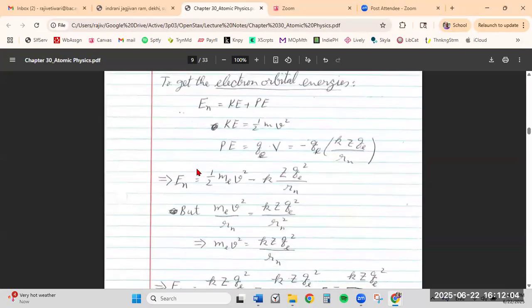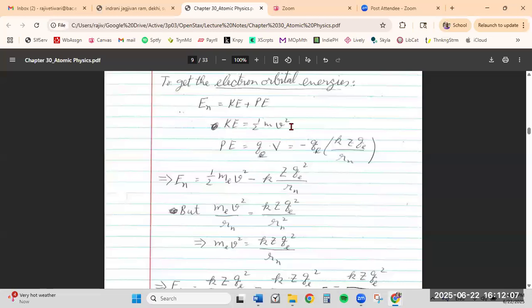Assuming non-relativistic speeds, we can say that kinetic energy is half mv squared, and the potential energy would be QE times V, where V is the electric potential at the location of the electron. The electric potential, if you have a system of two charges, is given by KQ over R.